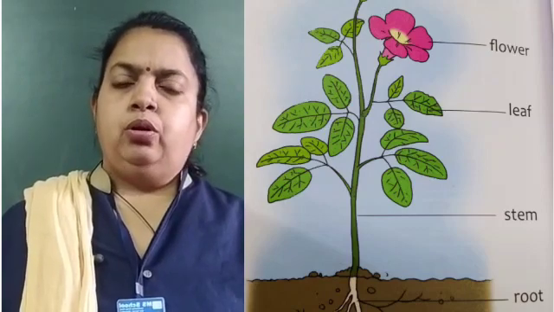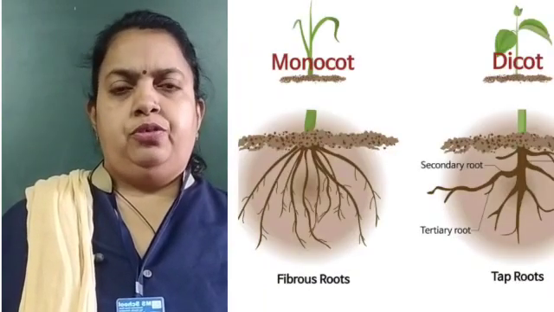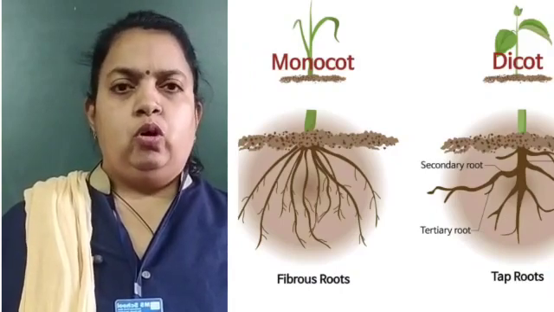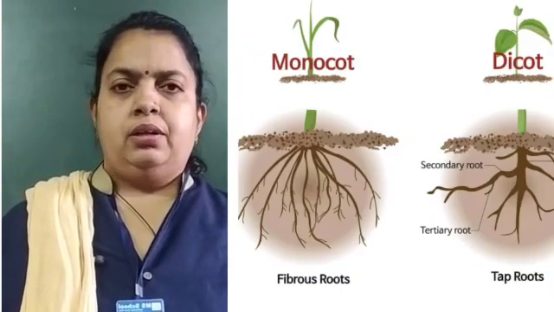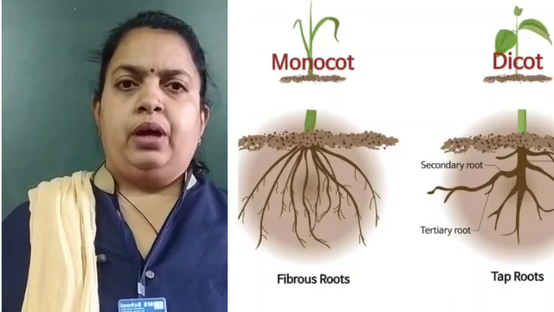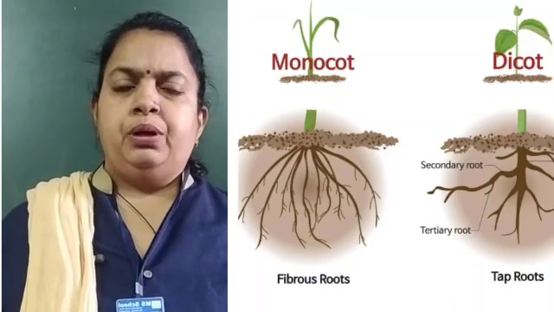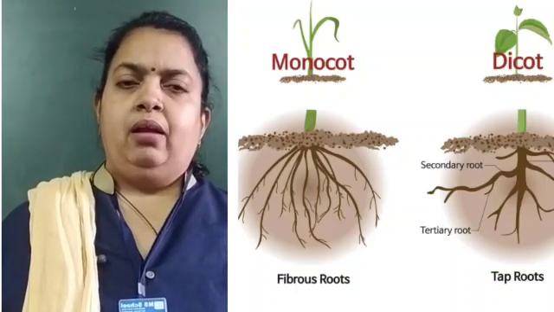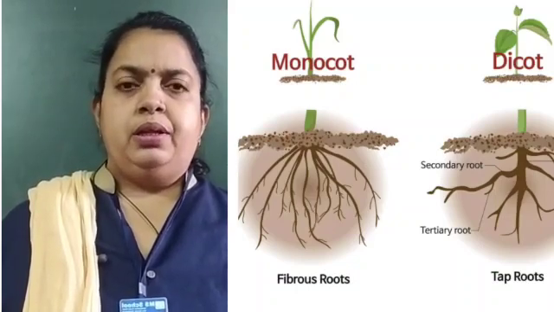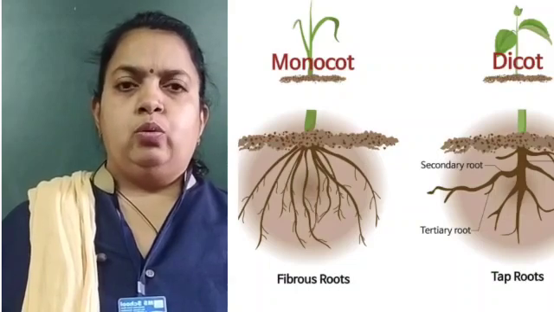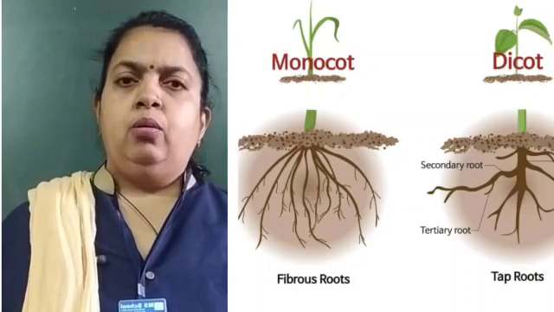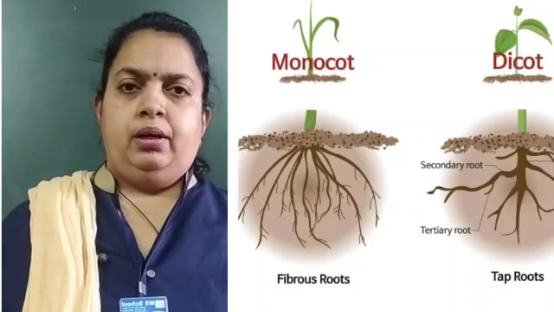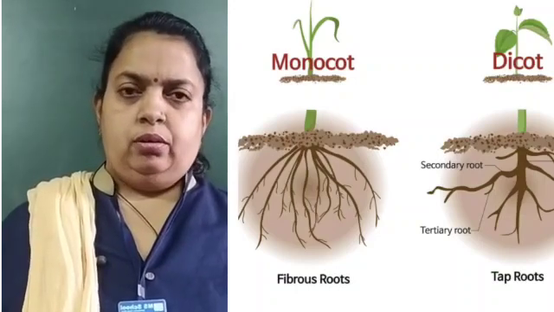Now, coming to the roots again, I would like to teach you the roots. There are two types of roots. One is monocot and the other one is the dicot. As you can see, monocot means it has only one root and dicot is more than one root. As you can see in the picture, fibrous roots come under the monocot and taproot come under the dicot, right?